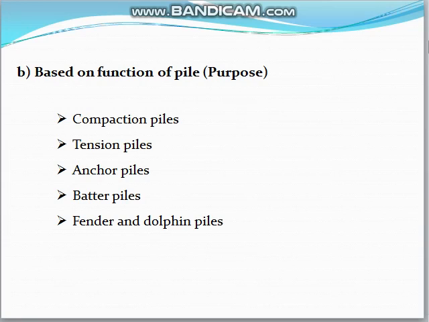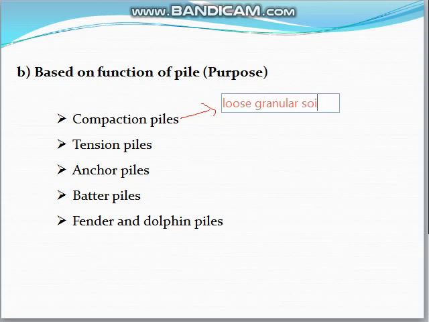These compaction piles are used to compact loose granular soils. Generally, these compaction piles are used to compact loose granular soils in order to increase the bearing capacity of the soil. Okay.